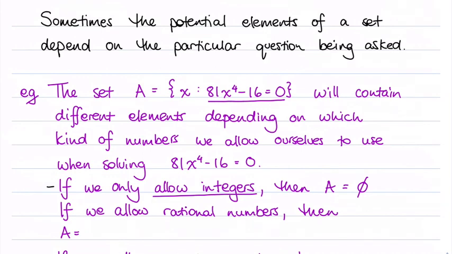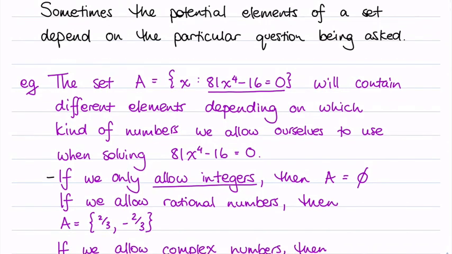But if we solve that equation and we're fine with getting rational numbers for our solution, then we do actually have some elements in our set A. We would have 2/3 and minus 2/3. But if we go even further and say, okay, we will take any answers that are complex numbers, then we get even more answers. So we have the two rational ones that we've already seen, and we also get two complex solutions. So our A has grown in size to 4.